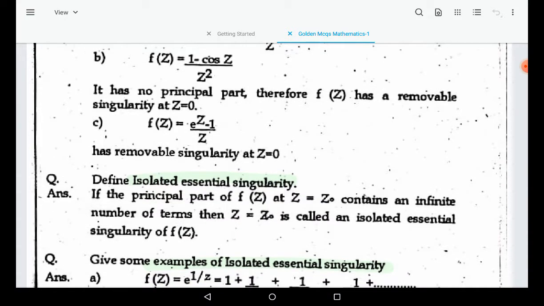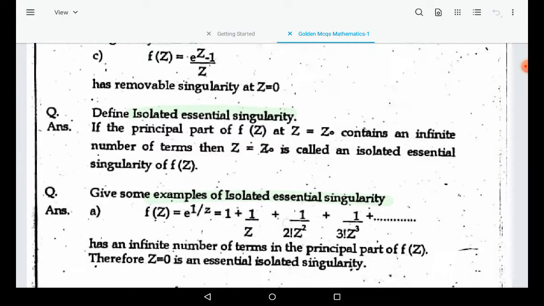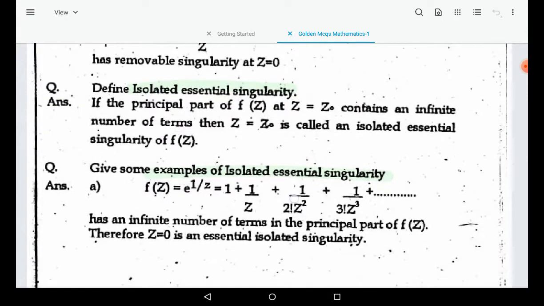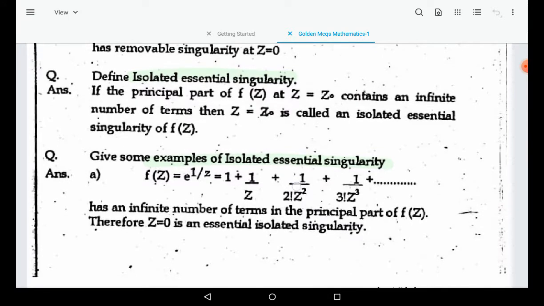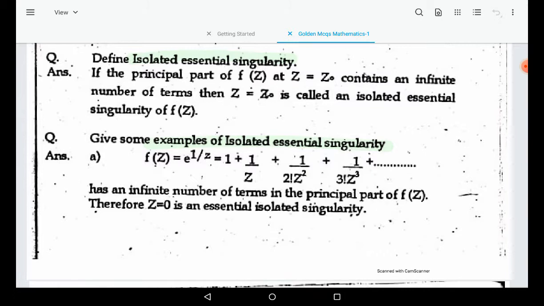Define isolated essential singularity. If the principal part of f(z) at z = z0 consists of an infinite number of terms, then z = z0 is called the isolated essential singularity of f(z).